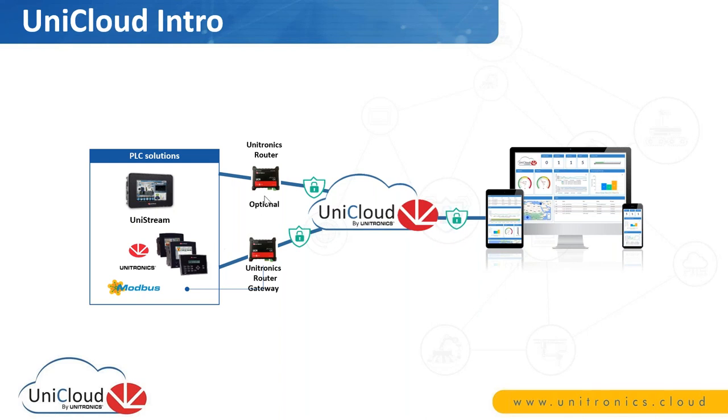For example, if you connect directly to UniStream, you don't need anything. For other devices, you may need a router, a Unitronics router, which acts as a UniCloud gateway. And UniCloud is not restricted only to Unitronics devices. It can also be used with smart devices from third-party vendors, as long as they support the Modbus protocol.